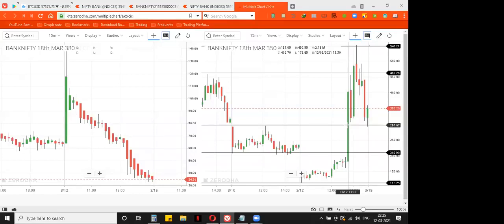Which means with 25,000, I can trade up to 75,000. My lot size can be higher. To that extent, I use somebody else's money to make my money.